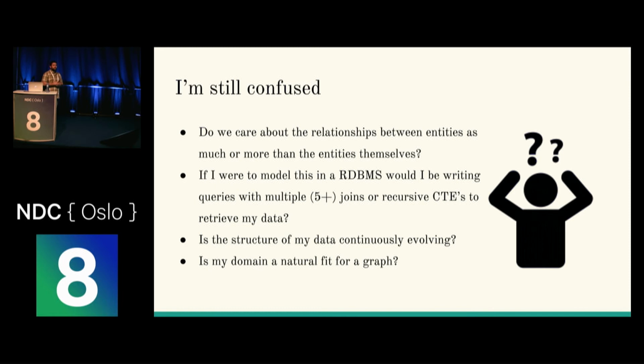Well, do you care about the relationships between entities more than the entities themselves? If you were going to model this in your relational database, would this take multiple joins, 5 or 6 joins to get the data out, or would you have to write a recursive CTE to do it? Is the structure of your data continuously evolving? One of the real strengths of graph databases is their flexibility when it comes to data and schema. We'll talk about that here in a few minutes, but it allows for the continuous evolution of your data and your schema much easier than a relational database. And is your domain a natural fit for a graph? Is it one of those we talked about or one of the ones you can find online? If you can answer yes to many, probably 2 of these questions, you probably have a good fit for a graph database.